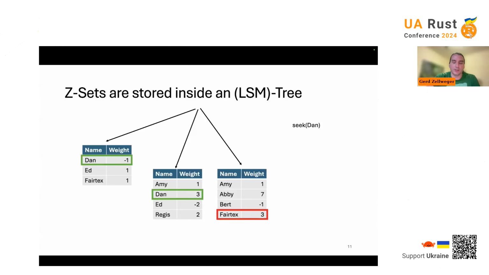So if you wanted to find a certain row in that LSM tree, you would iterate over all the C-sets simultaneously. You find Dan 1, -1 in the first one, you find Dan 3 in the second one, and you don't find Dan in the third one. So what you yield in your iterator implementation would be Dan 2, by summing up those weights, -1 + 3. You can have a generic iterator, so you can go to the next row, and it would add and sum up these weights. You can iterate the whole tree by doing that.